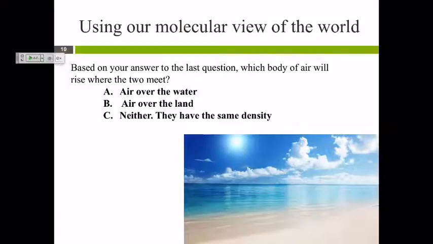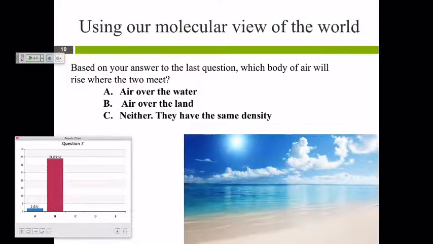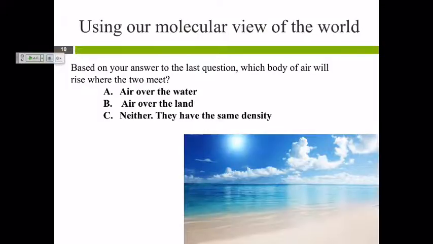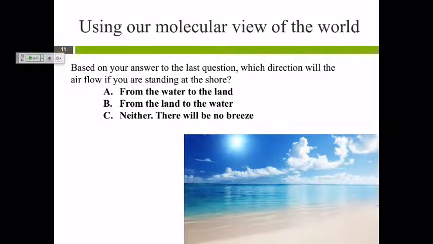Okay, so here's the key, right? We talked about it before. It's about the pressure difference, or the density difference in this case. So if you have two bodies of air next to each other, and one is more dense than the other, then one of them is going to go up, and the other one is going to go in underneath it. So I agree that the air over the land is going to go up. So then if that's the case, think about the two bodies of air next to each other. And I think you guys talked about this in bio this morning. What direction is the wind going to blow if you're standing at the beach in the middle of the day?